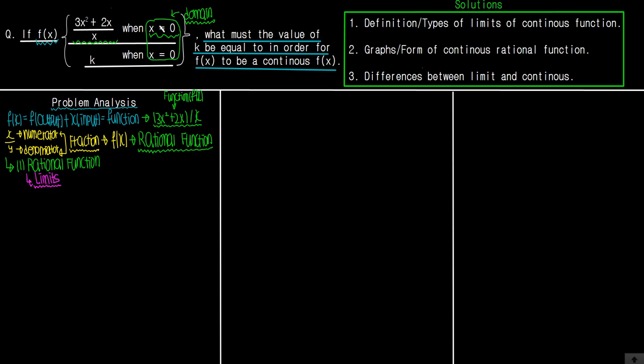So almost 100% of our rational function problems are about the limit systems. As we can see, limits are super important, and the first thing that we need to talk about is the definition and types of limits of our continuous function. So our first question is: what is the definition of our limits?